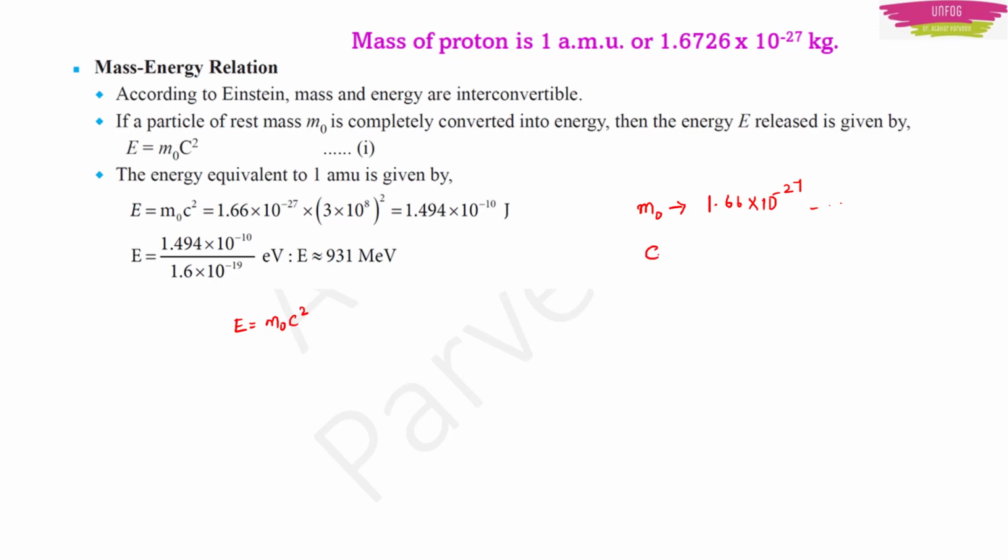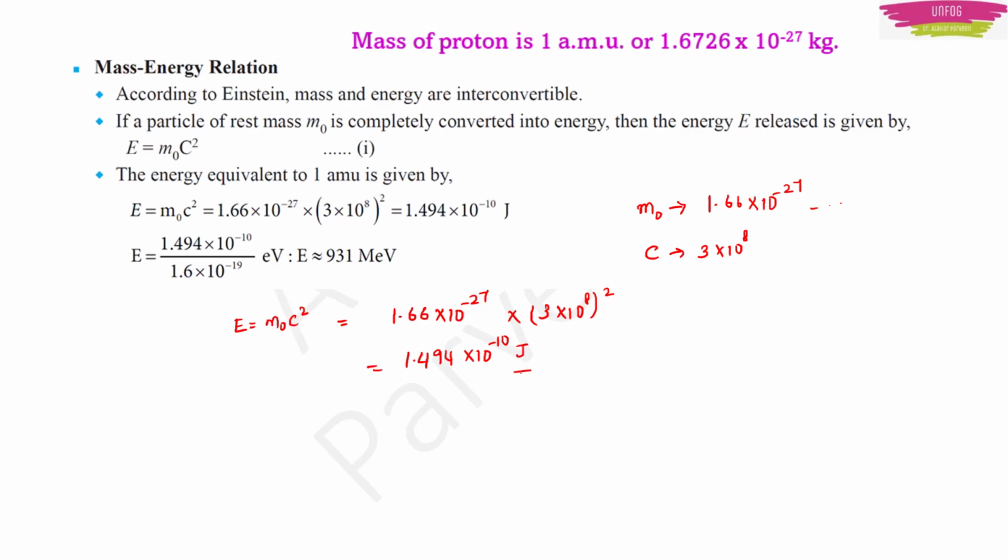C, though, we know is 3 into 10 to the power 8 meter per second. Correct? Now if I substitute these values here, this will be equal to 1.66 into 10 raised to minus 27 into 3 into 10 to the 8 whole square. Now this will give us 1.494 into 10 to the minus 10 joule.